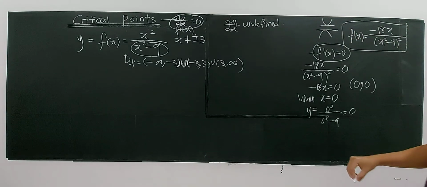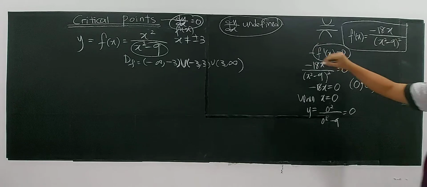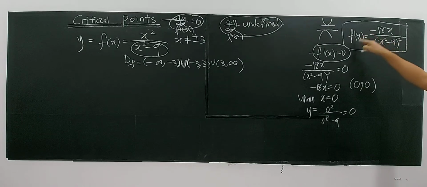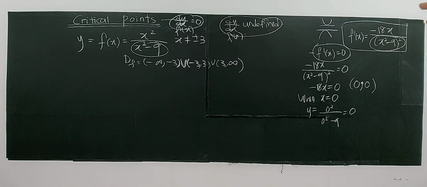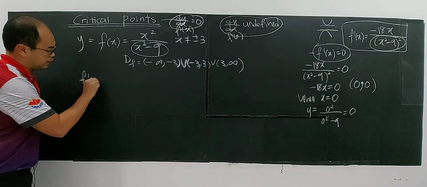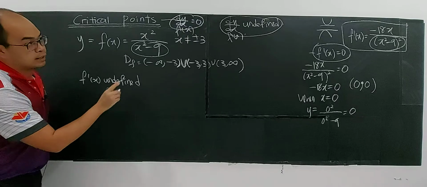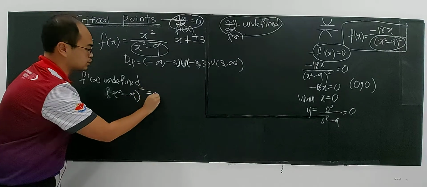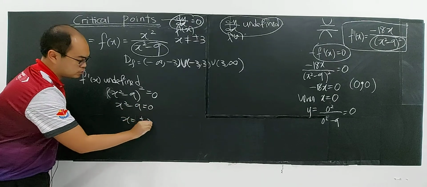So now I'm going to find another singular point, where f prime x is undefined. You look at here: f prime x is only undefined when the denominator is equal to 0. That is, when (x squared minus 9) squared equals 0. If you solve this, you get x squared minus 9 equals 0, so x is plus or minus 3.